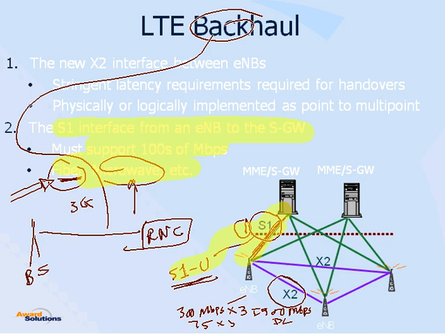Another backhaul is this X2. Now, the X2 will not be as high speed as S1 because S1 is carrying a lot of data. X2 is only the handover related stuff. So we will be moving packets around only during a limited time period, only for the handover users during the transition period. So X2 will have a little bit lower requirement in terms of the bandwidth, but S1 will be your main backhaul that would need quite a bit of provisioning work. Okay.